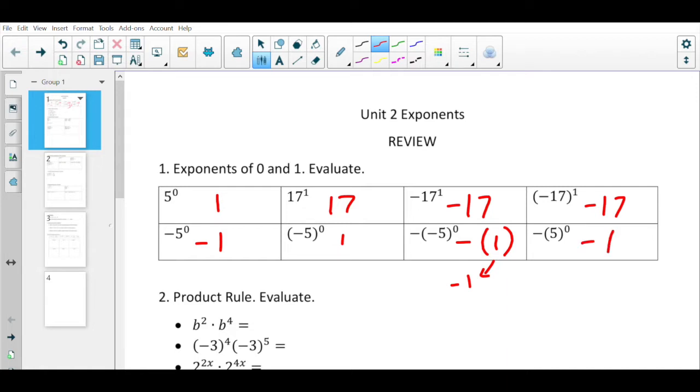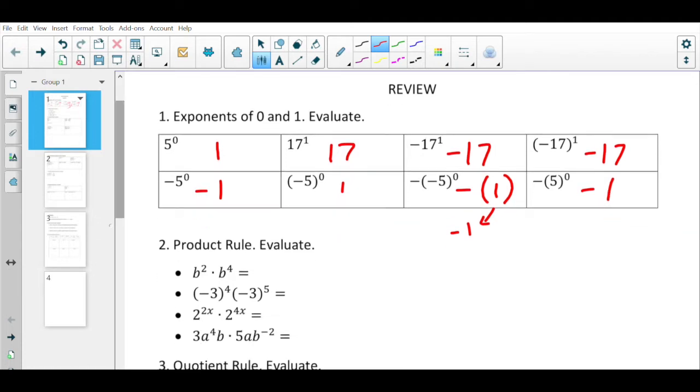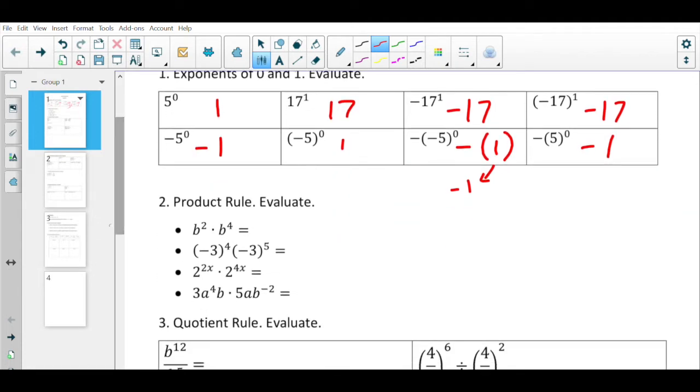Okay, there we go. Product rule, evaluate. So b squared times b to the 4th. Remember, when you're multiplying terms where the base is the same, you add the exponent. So that's b to the 2 plus 4 exponent, and that's b to the 6th.